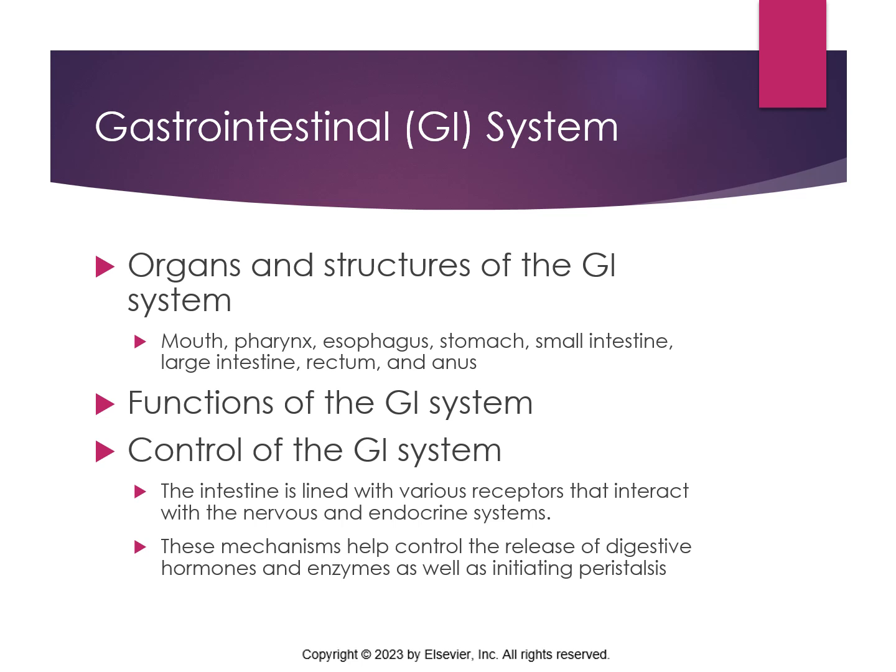The large intestine reabsorbs water and electrolytes, formulates some vitamin K, and eliminates waste products. The gastrocolic reflex initiates elimination. It is stimulated by the ingestion of food. By tightening the voluntary anal sphincter, the reflex emptying of the rectum can be stopped. The intestine is lined with various receptors that interact with the nervous and endocrine systems. These mechanisms will help control the release of digestive hormones and enzymes, as well as initiating peristalsis.